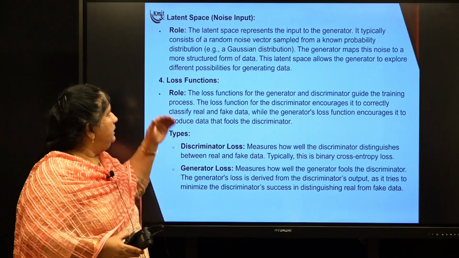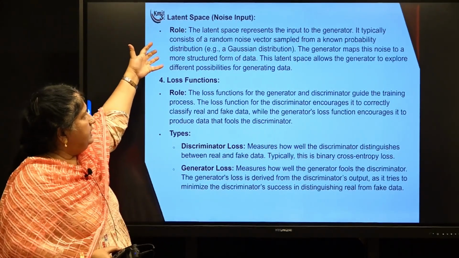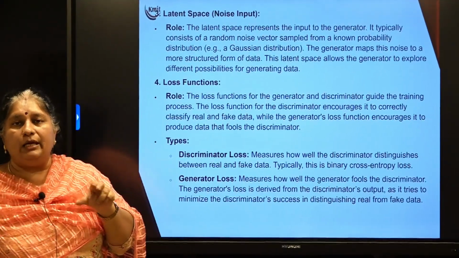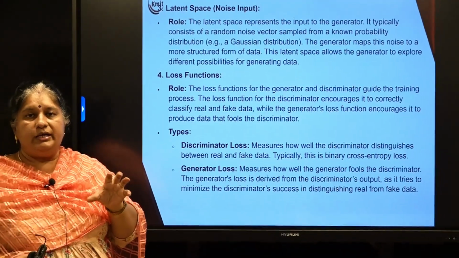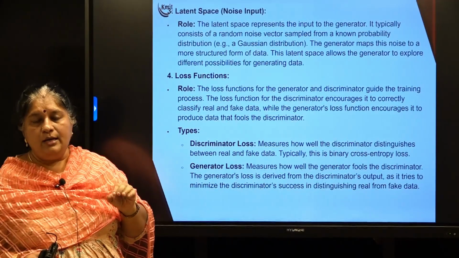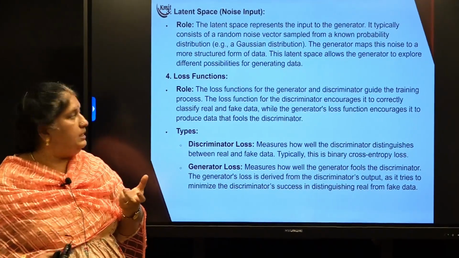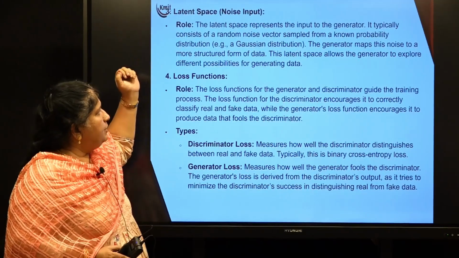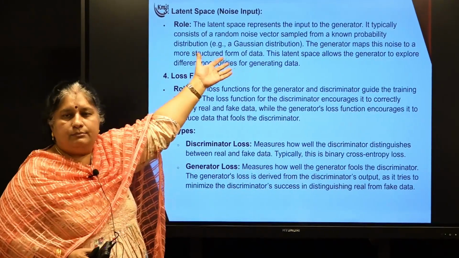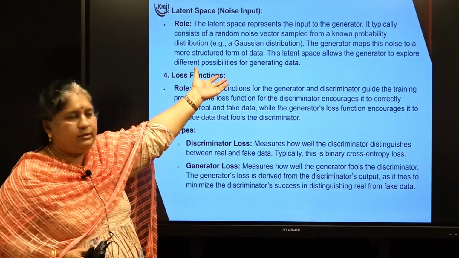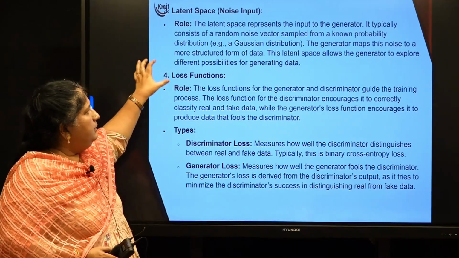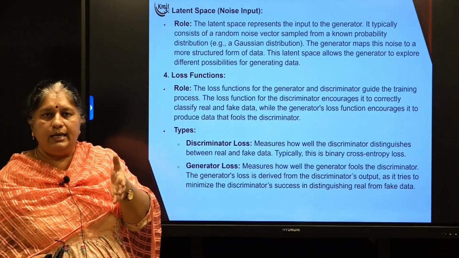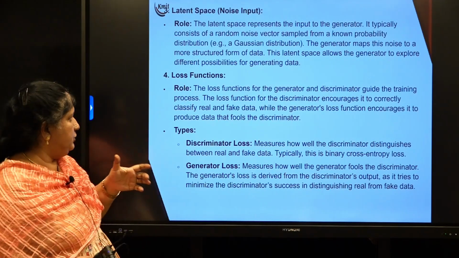Then latent space. What is latent space? It represents where the generator is taking its input from. I told you the generator takes a random noise vector, so from which space are we taking the input data? This consists of a random noise vector which uses distribution functions like the Gaussian distribution, and from the noise vector the generator is trying to generate a real kind of image.